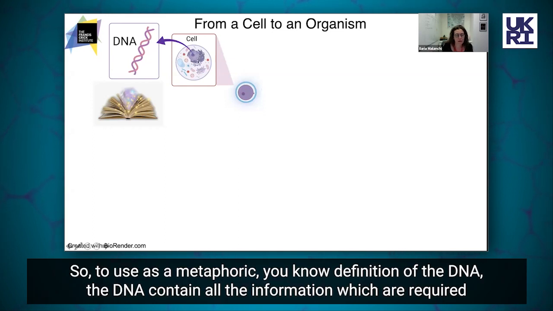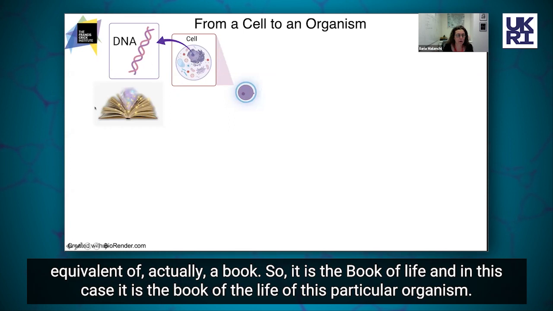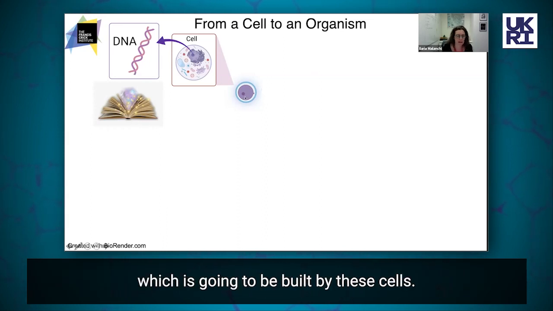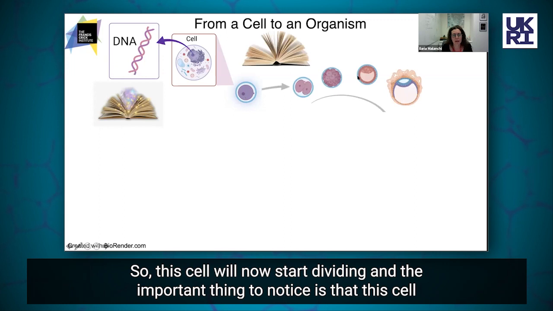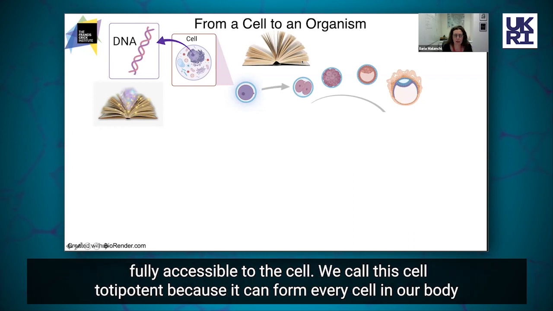To use a metaphoric definition, the DNA contains all the information which is required to build a particular organism. We can compare the DNA to a chemical equivalent of a book. It's the book of life, and in this case, it's the book of the life of this particular organism, which is going to be built by this cell. This cell will now start dividing, and the important thing to notice is that this cell will be able to access literally all the information in that book. That book is completely open and fully accessible to this cell.